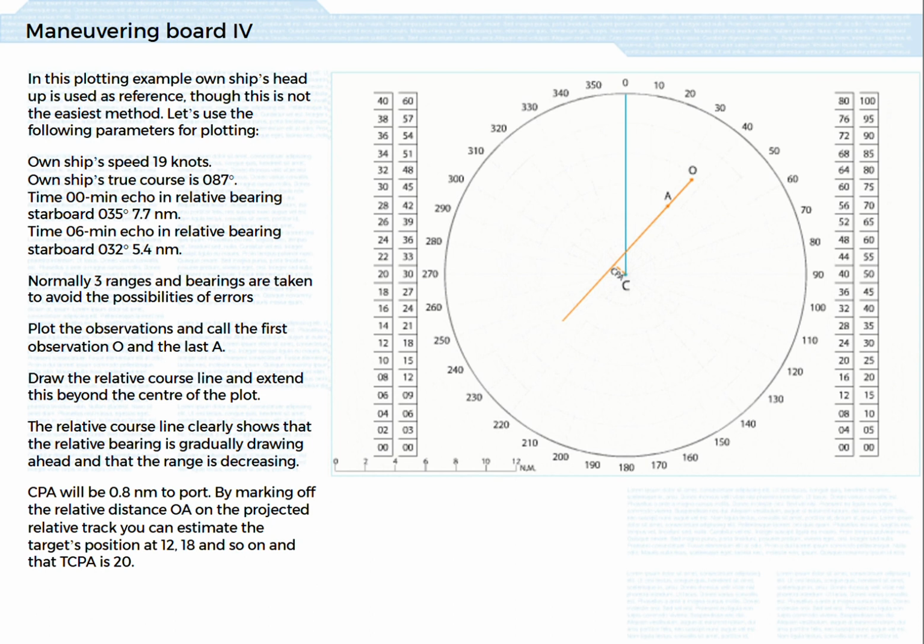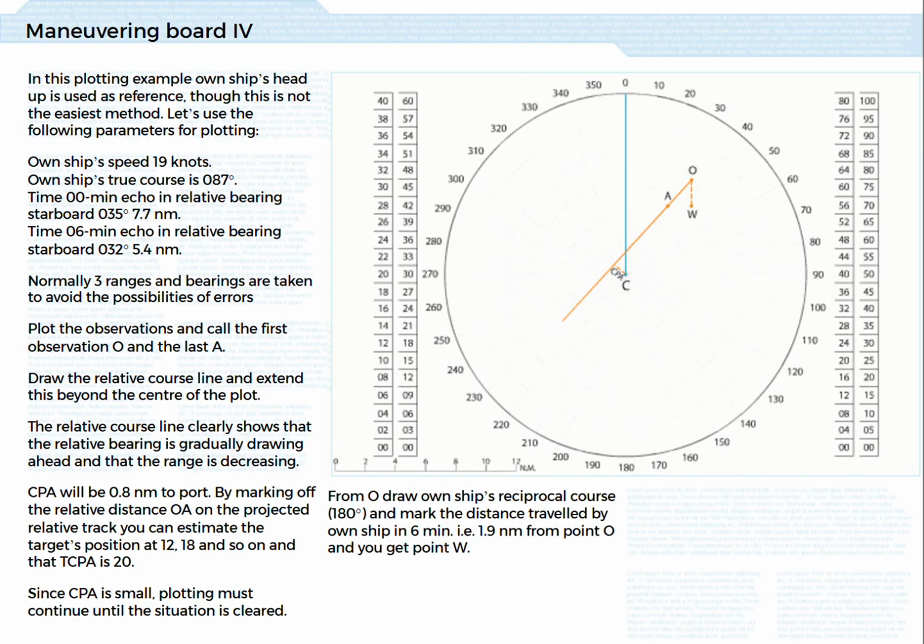By marking off the relative distance OA on the projected relative track, you can estimate the target's position at 12 minutes, 18 minutes, and so on, and that TCPA is 20 minutes. Since CPA is small, plotting must continue until the situation is cleared.